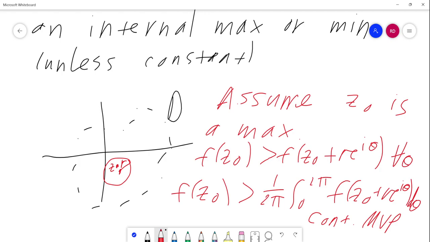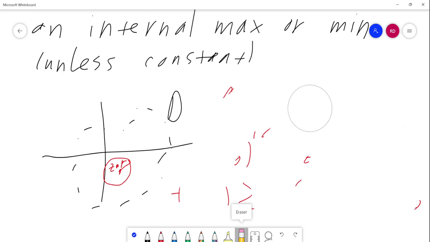Unless it turned out it was, well, no, we already said it can't be equal. If it were equal everywhere, yeah, I guess this should be a greater than or equal to, because max includes the possibility that it's equal everywhere. But if it's equal, then the thing is constant, which we said is a possibility. If it's not constant, then something on the left has got to be greater than the right, and that would violate the mean value principle. And the same is true for minimum. It can't have an internal minimum either.